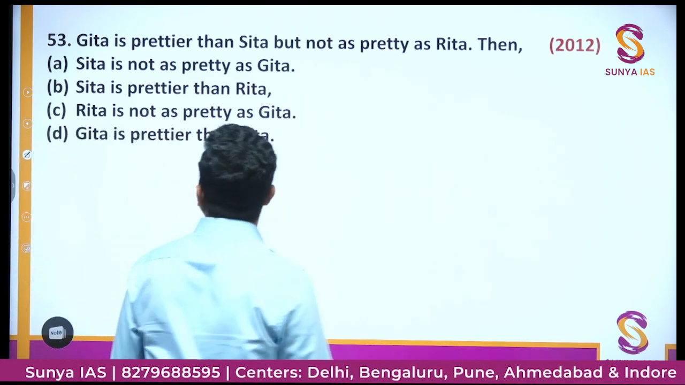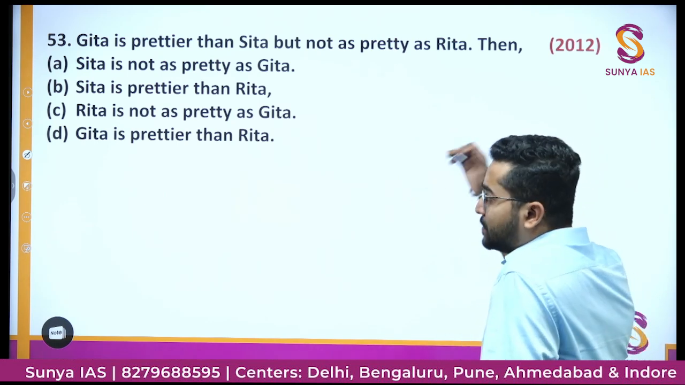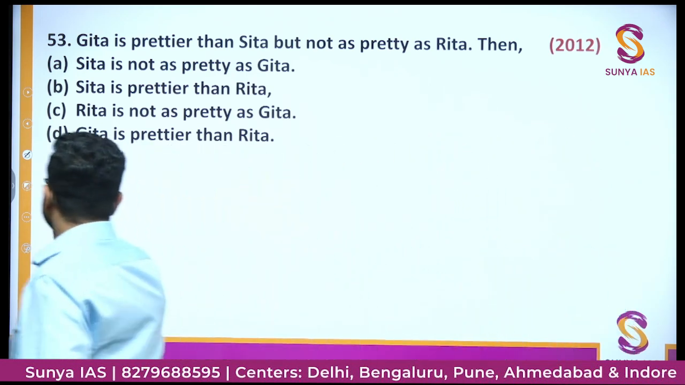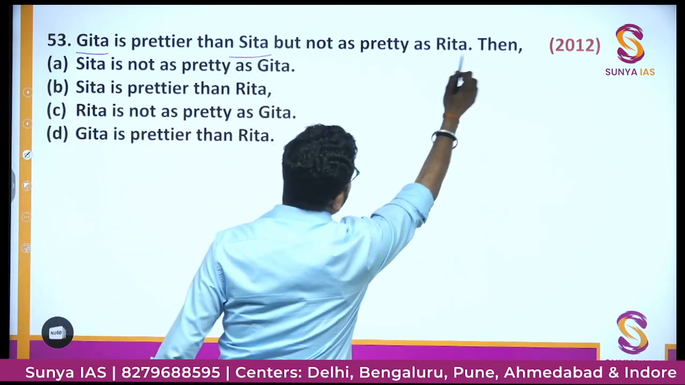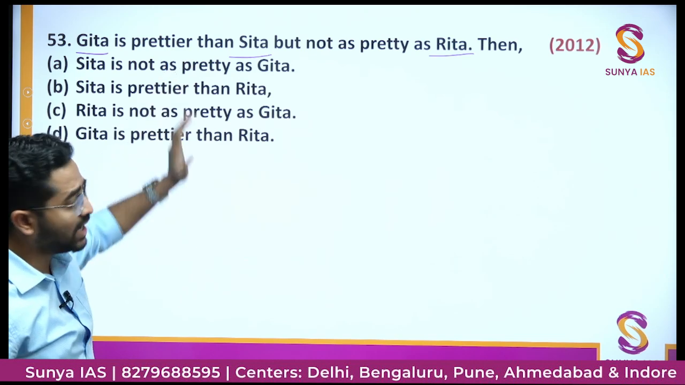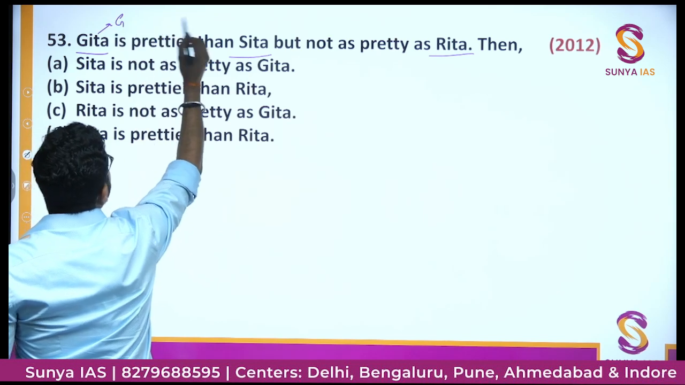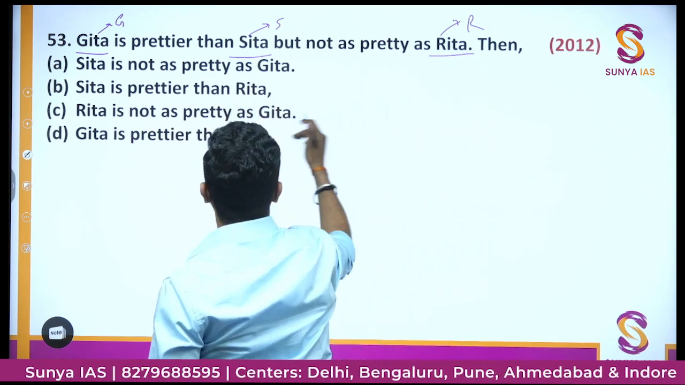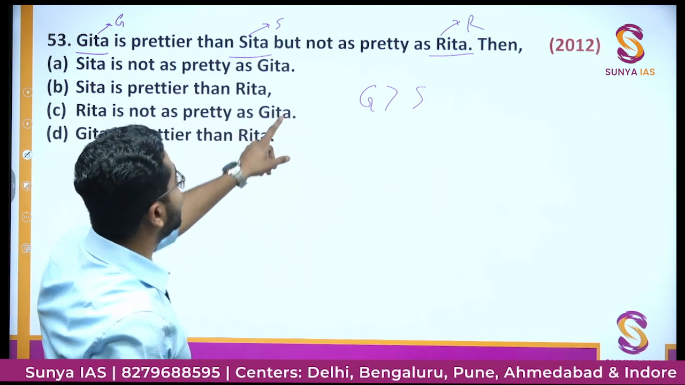So the question is, Geeta is prettier than Sita but not as pretty as Rita. Then they have given you four options, and this question was asked in the year 2012. So Geeta, Sita and Rita. We need to find the relationship between the beauty of Geeta, Sita and Rita. If we write Geeta as G, Sita as S and Rita as R, then Geeta is prettier than Sita but not as pretty as Rita.